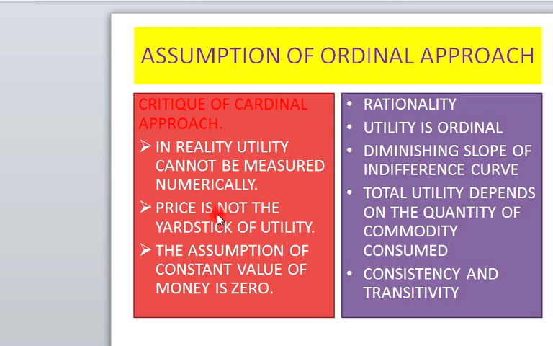Secondly, price is not a yardstick of utility. The cardinalists believe that the price of a commodity is always equal to the satisfaction that can be derived from that commodity. That is, if you pay $5 for a product, the utility you get from that product is 5 utils, which is not correct.